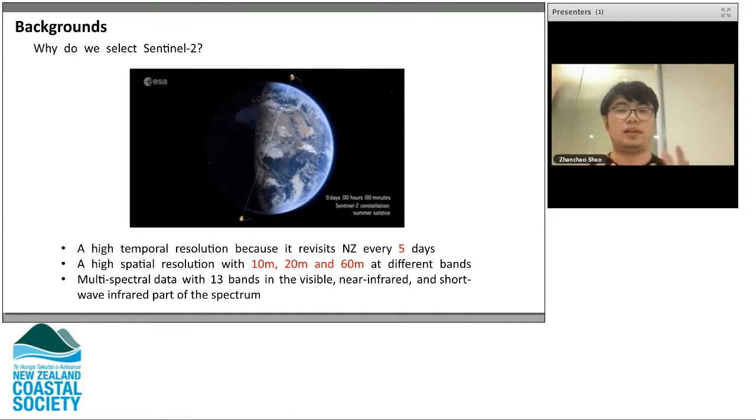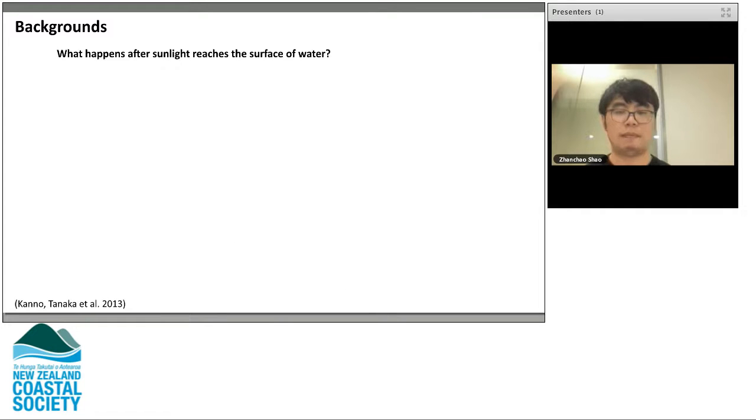In our study, we would like to use the Sentinel-2 because Sentinel-2 can provide a high temporal resolution since it revisits New Zealand every 5 days. It can also provide a high spectral resolution in 10 meters, 20 meters, and 60 meters with different bands. Totally, we can get 13 different bands, and we can use these bands to calculate all kinds of normalized difference satellite indices like NDCI or NDVI. And we can also use this data to estimate the concentrations of chlorophyll A and other suspended solids.